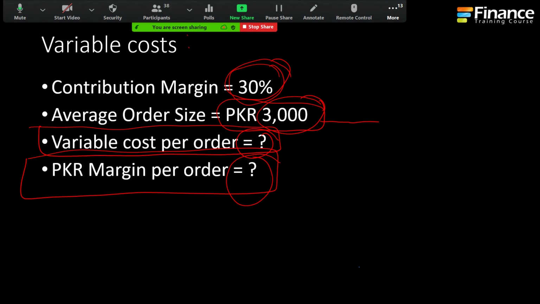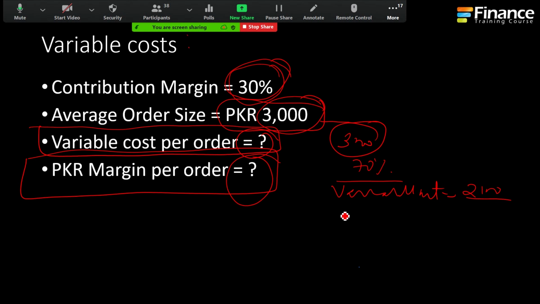So what's the math? The math is we're saying 3000 rupees is the order size. Of this, if the contribution margin is 30%, that basically means the variable cost is about 70%. So the variable cost would be 70% of 3000, which is 2100 rupees, which means that the contribution margin, the amount that is available to meet the fixed costs for Maya, is how much? Is about 900. Does that make sense?